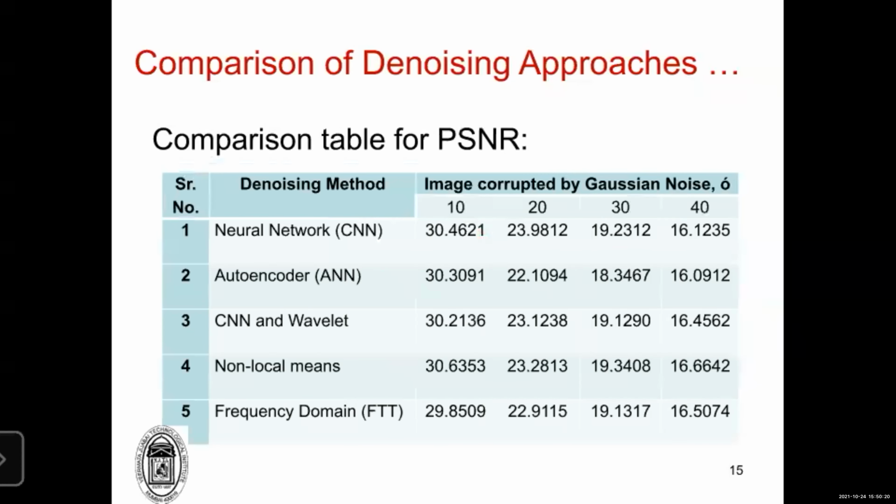Next is the PSNR value. Here this value should be maximum. For noise variance of 10, if we compare all the values in the first column, 30.46, 30.3, 30.21, 30.63, 29.85. So here we can see that the fourth one, the non-local means method, is giving a better result. Even if you go for 40, we find that non-local means is giving a better result as compared to other techniques.